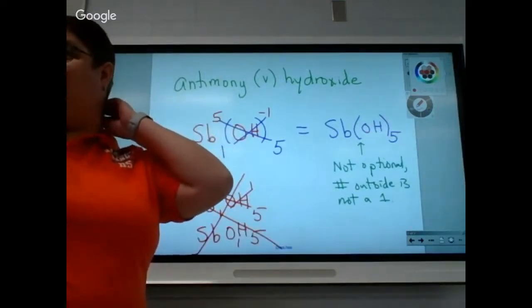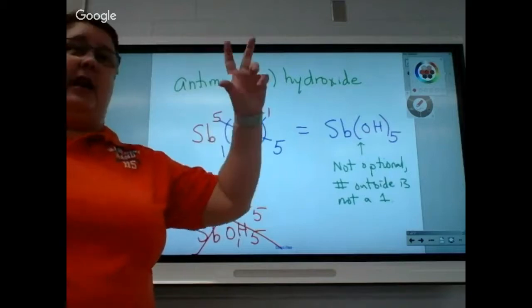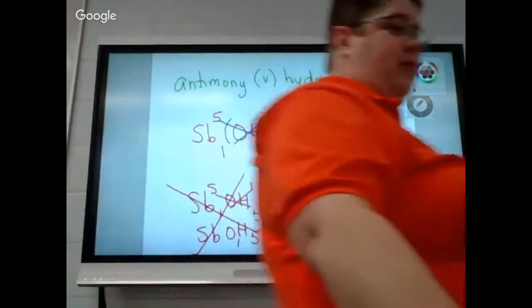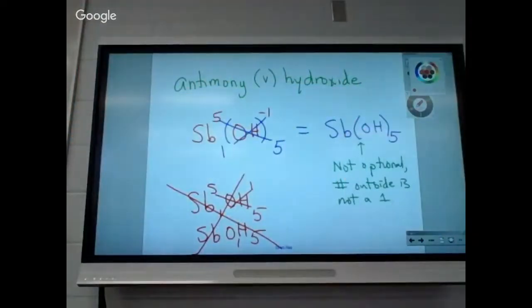On the back side, I want you to do as many as you can in the top section before I stop you. Some of you will finish the top section. Some of you will not. Okay? It's on the back. The top one says silver nitrate. Do as many of them as you can.